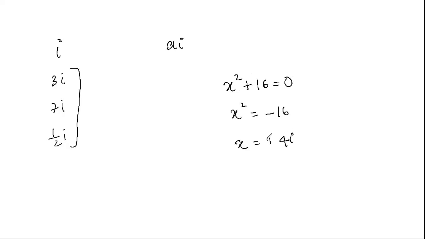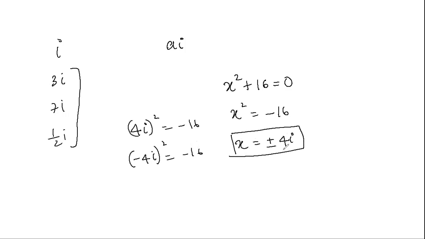So if I want to solve this equation, how will I solve it? x squared plus 16 is equal to 0. x square is equal to minus 16. So x is equal to 4i. Here you will have a plus or minus, because if you square 4i, I'll get -16. If you square -4i, then also I'll get -16. So x will have two values, plus or minus 4i.